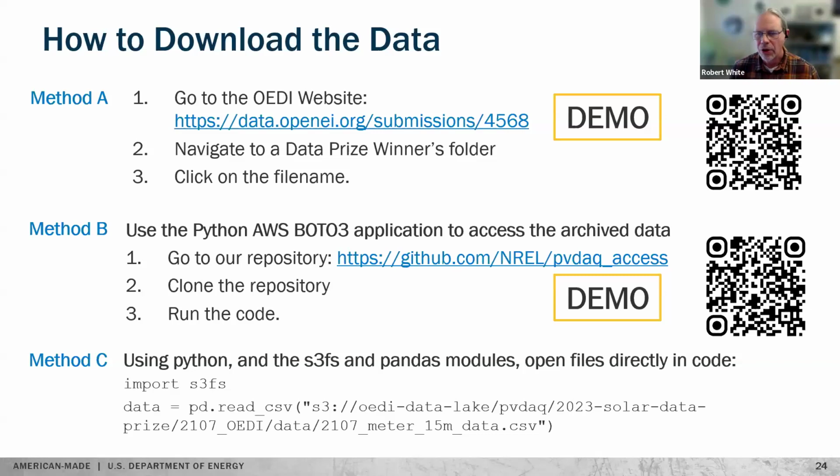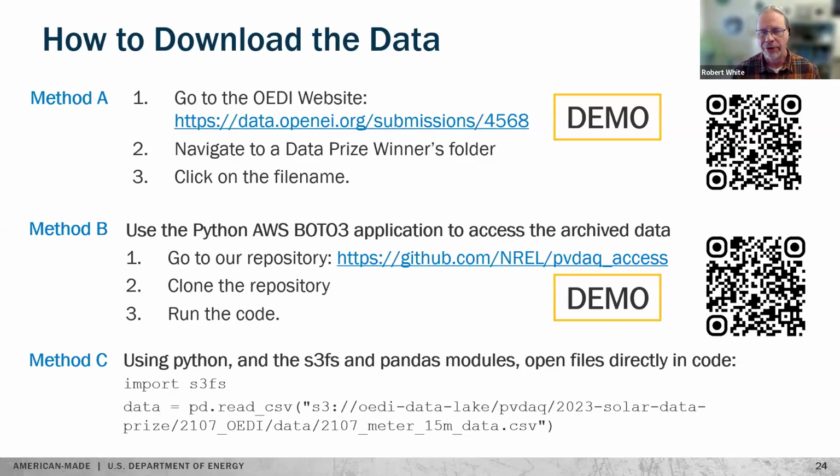Okay, so we get down to the meat of it. Actually, how do I get the data off of the site so I can work with it? There's actually 3 different methods we can go through, and I'm going to talk about a couple of them and just show you the one at the bottom real quick. The first way is just going to the OEDI website. And as I mentioned earlier, as you drill down inside of each one of these, you can, and I'll show you in a moment, just click on it and it downloads the information directly onto whatever system you happen to be on at the time.